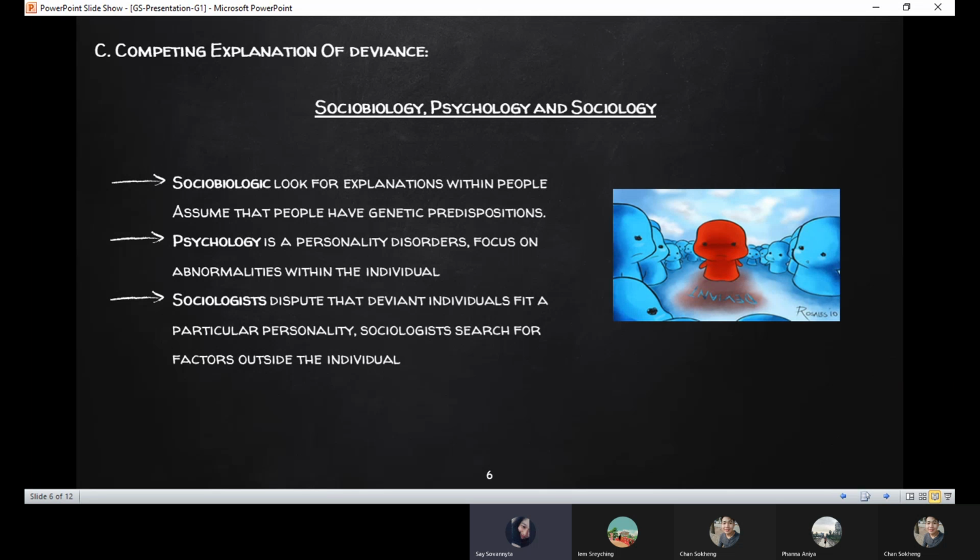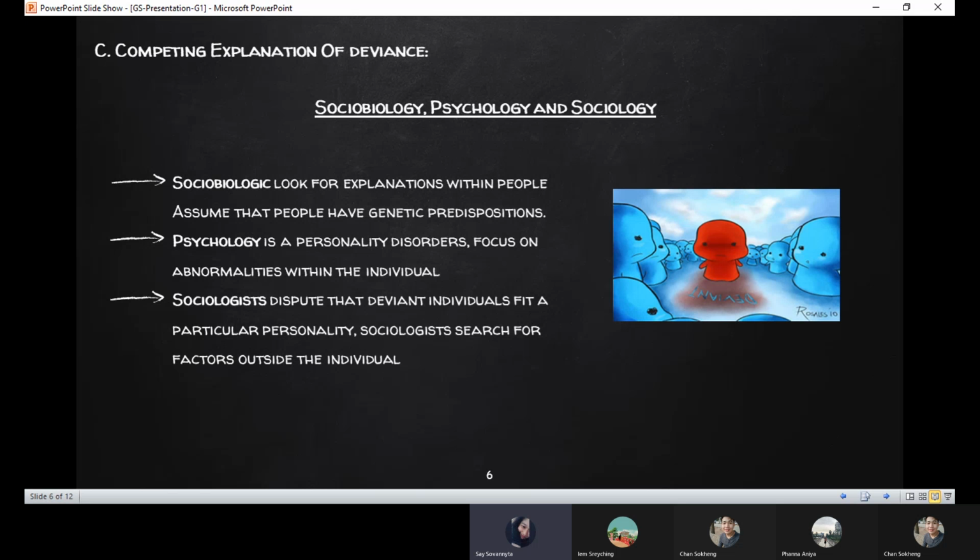The second theory is about the XYY chromosome, an extra male chromosome in males that can lead to crime. And the last theory is about body type. People with squarish and muscular bodies are more likely to commit street crime, for example mugging, rape, or burglary.